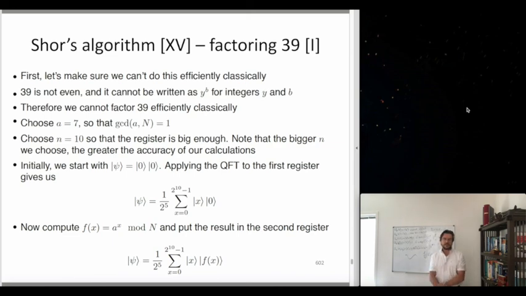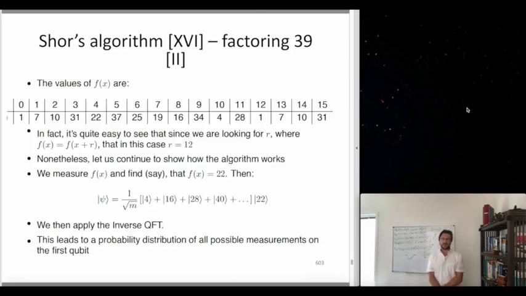So again, initially we start with our state psi in the state 0, 0, apply the QFT to the first register, and now compute the f of x function, which is f of x equals a to the power of x modulo n, and put the result into the second register. So that's our unitary that we execute. So we have again what we just saw before, the result of the QFT in the first register, and the result of the function in the second register. And let's look at that in more detail.